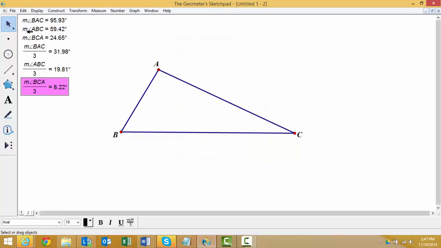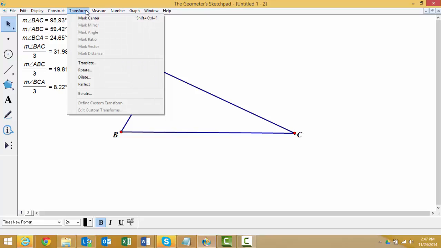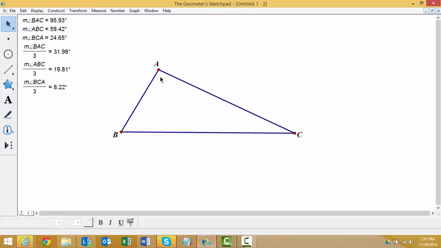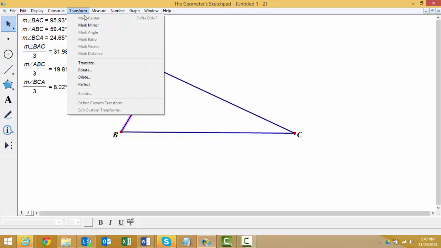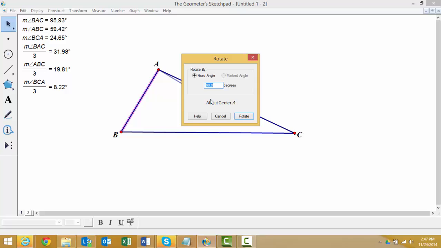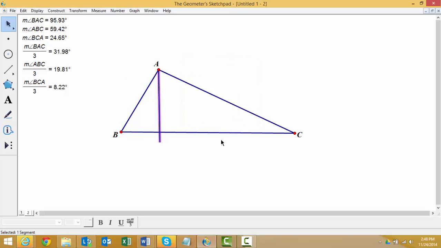Okay, so I want to trisect each one of the angles. So let me trisect this. The way to trisect, I need to pick the point, then go to transform, mark the center, so that's a center. And then I'm going to do the rotate. I'm going to rotate this way by the angle. Okay, rotate. So I got that. Now this is 1/3 of the angle.